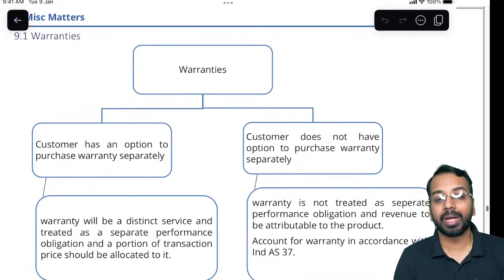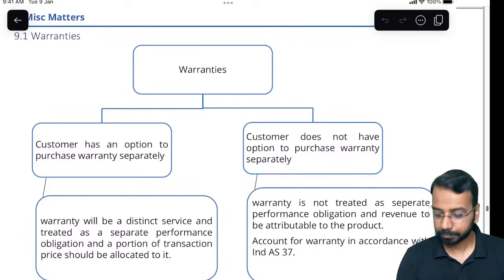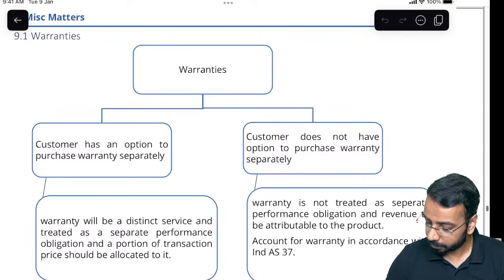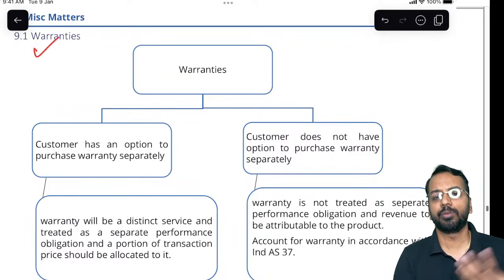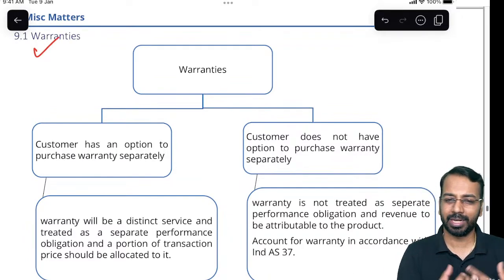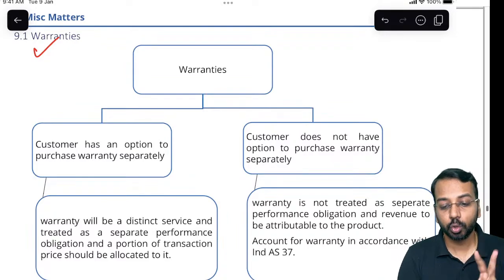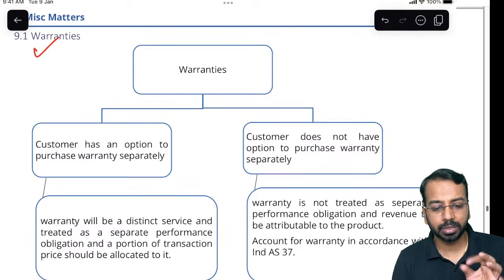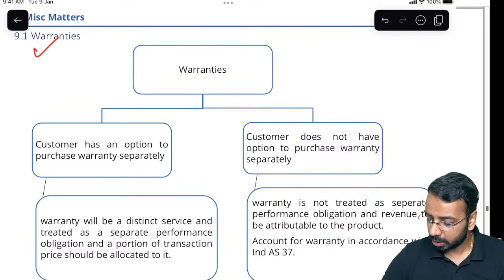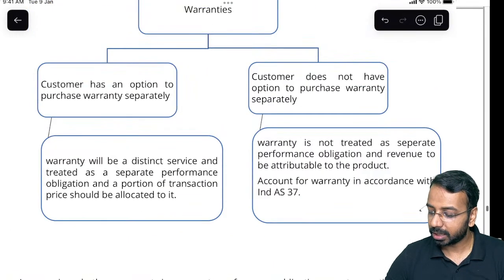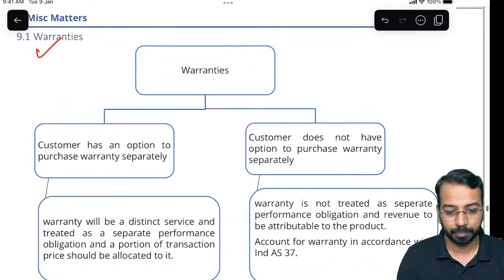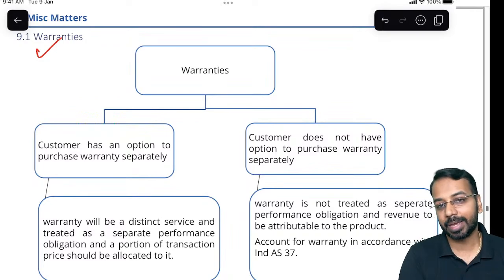Now, some other important matters that we need to be aware of. Warranties. All of you, when you buy mobile phones, television, electronic equipment, you get a warranty. There are two types of warranty. One is called assurance type warranty, and the second is called service type warranty.